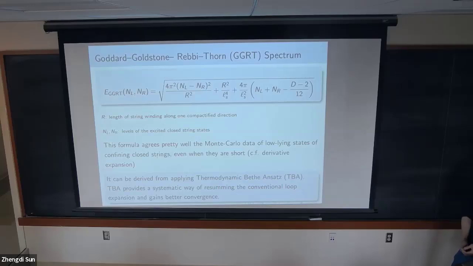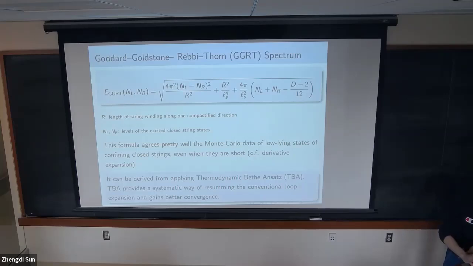Yeah. So the reason that it is surprising is because we know it's not compatible with the Poincare invariance. So why does it work so well? The point is that this formula can be derived from, for example, applying the thermodynamic Bethe ansatz on the worldsheet, which provides a systematic way of summing the conventional perturbative expansions and gains better convergence.